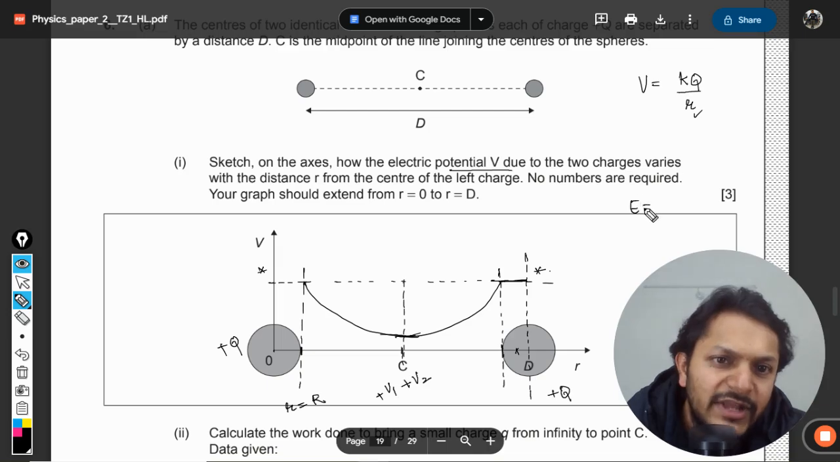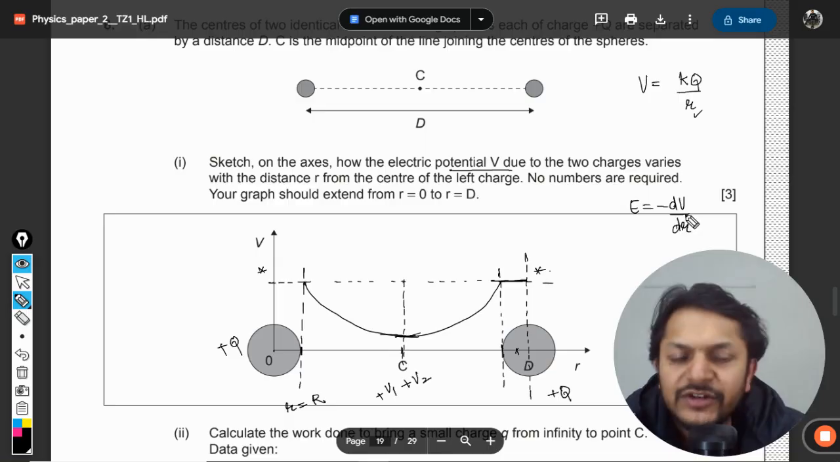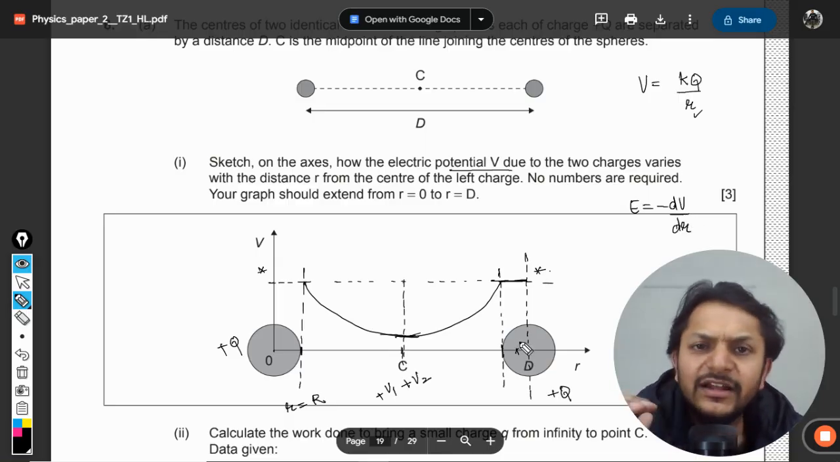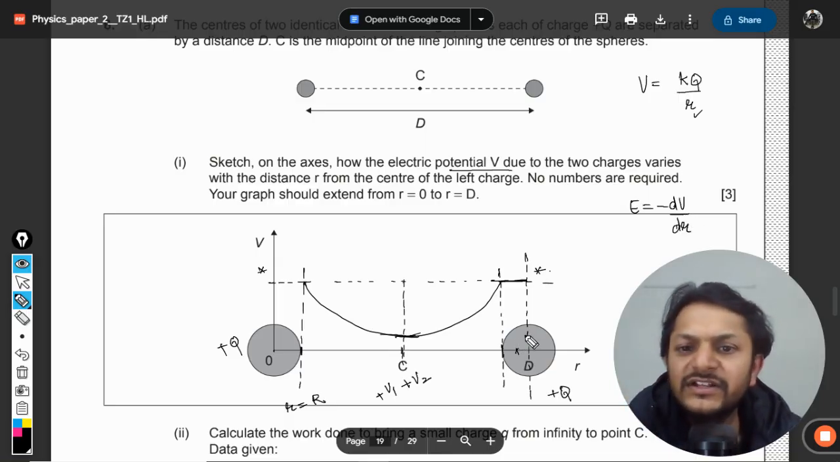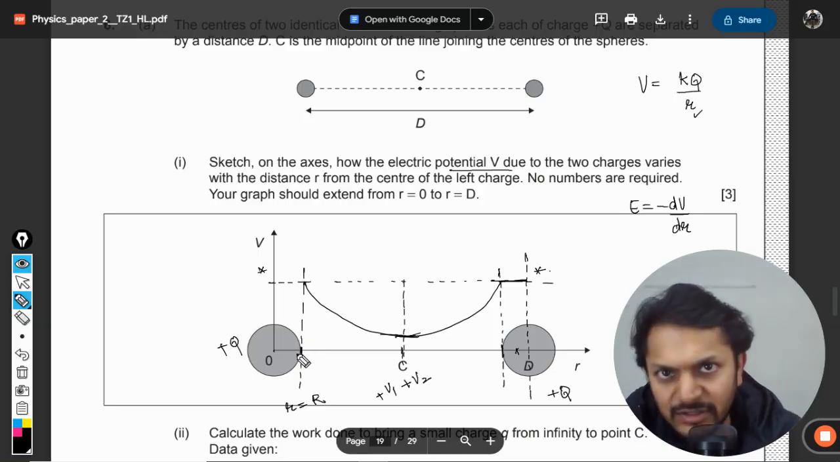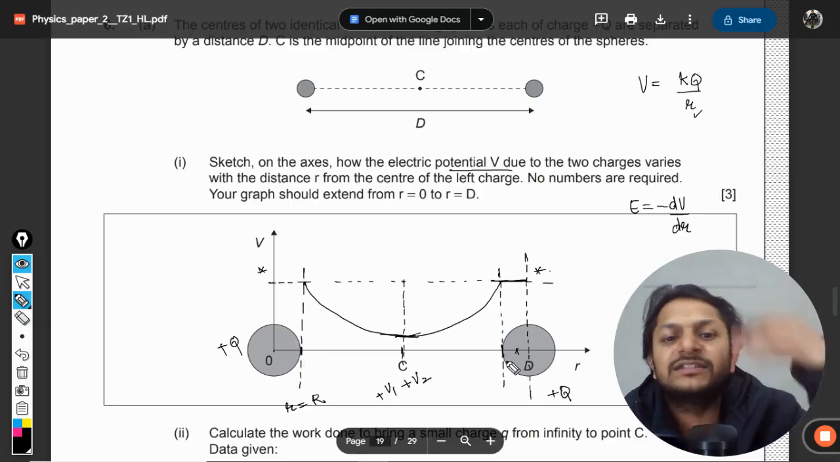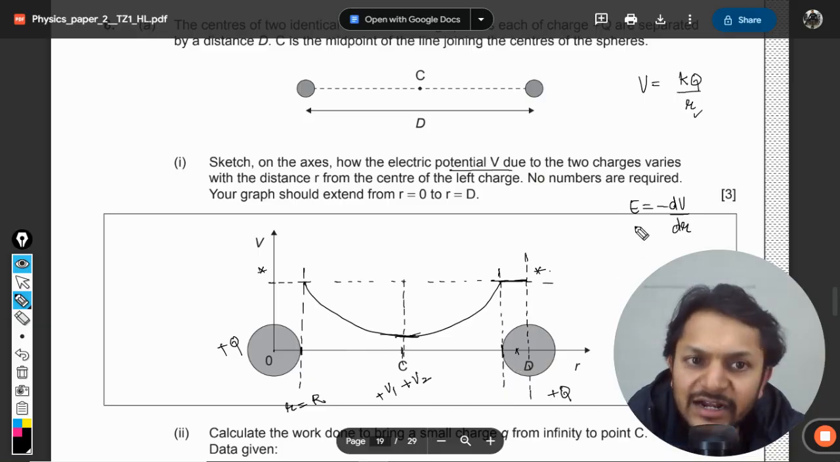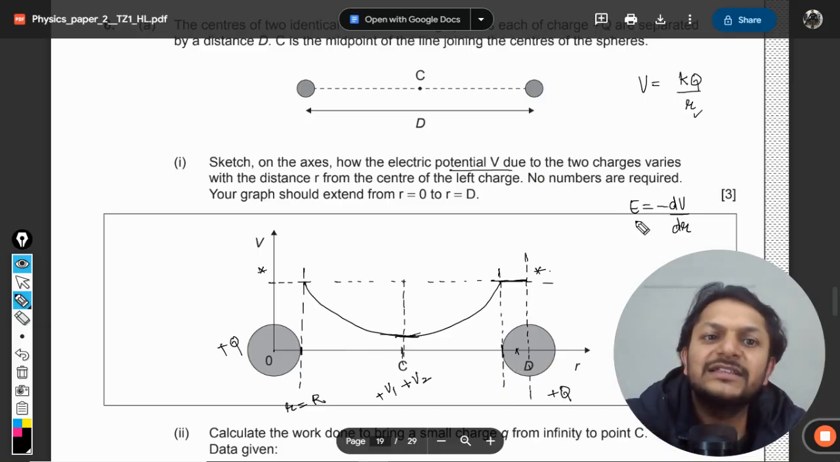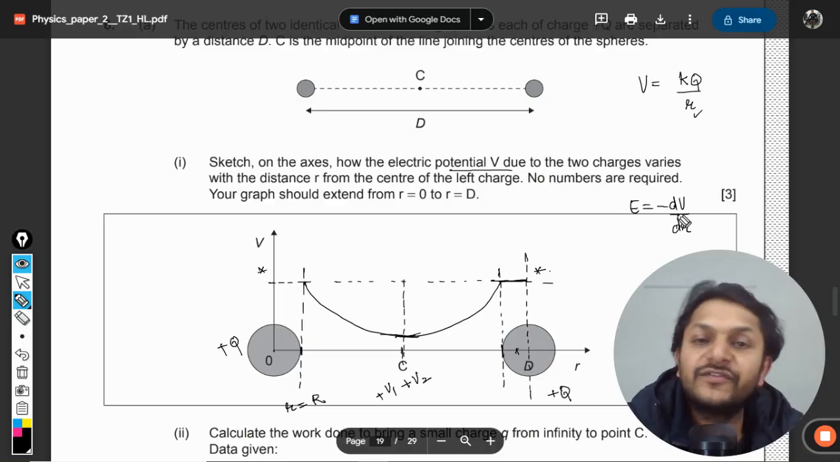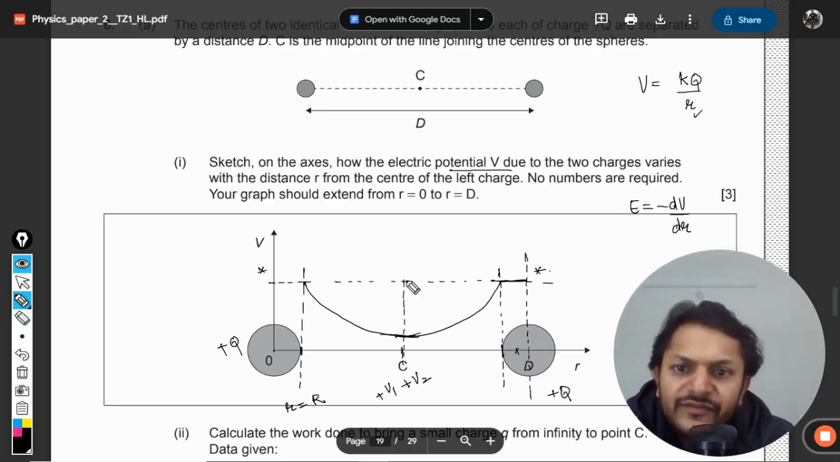E is equal to negative dV by dr is the formula that relates electric field and the potential. So the electric field inside a conductor is always zero, whether the electric field is created by some other charge, or it is being created by the charge itself. The electric field inside a conductor is zero, and that can happen only if the potential difference is zero. So there will be no potential difference here.